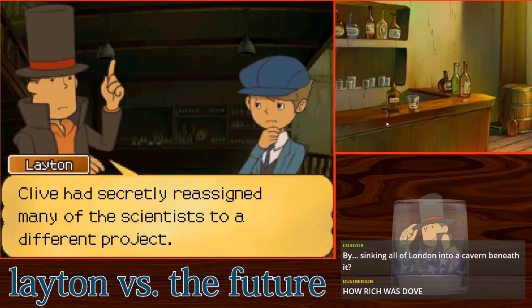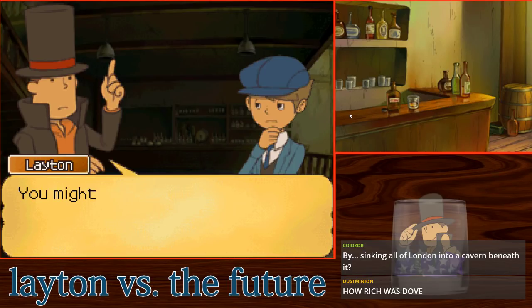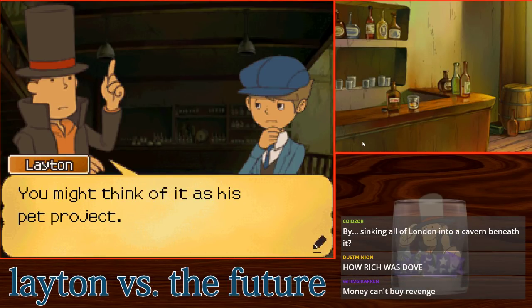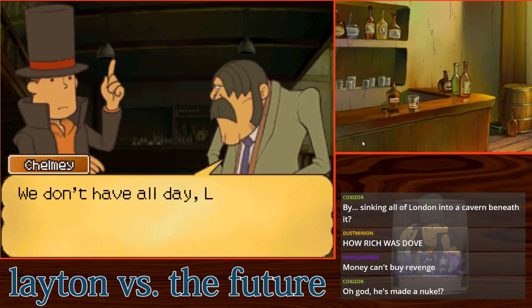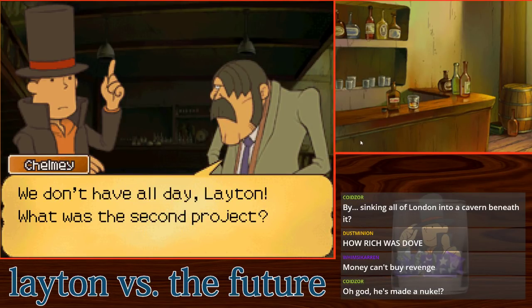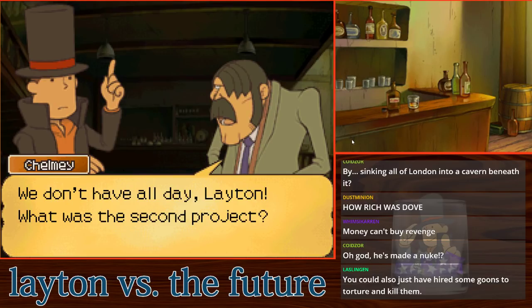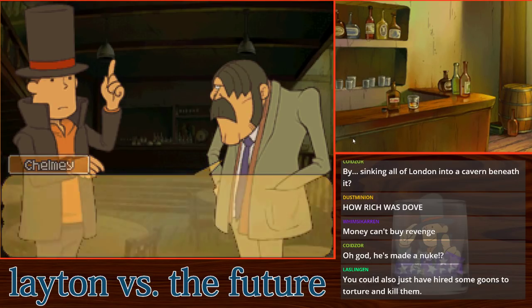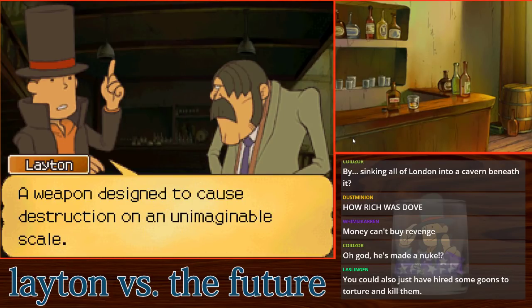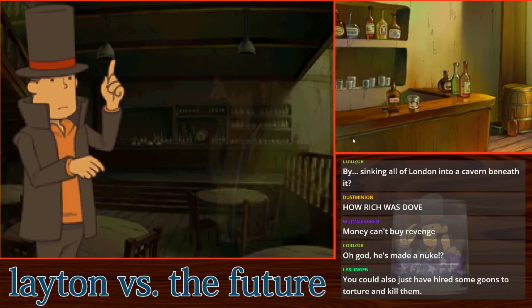Clive had secretly reassigned many of the scientists to a different project. Oh, you know, I usually research time, but if you want me to research weapons as his pet project, I can do that as well. We don't have all day, Layton. What was the second project? A weapon designed to cause destruction on an unimaginable scale.